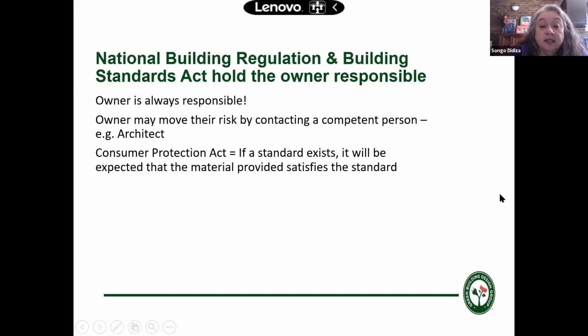If we look at it, the owner is always responsible. I know they always say competent person, and we spoke about this yesterday. The architect must do their due diligence. They've got professional indemnity and they should look after it, because they will be liable if things go wrong, and the buck stops with the owner. And again, the Consumer Protection Act says that if a standard exists, it will be expected that the material provided satisfies the standard. So there are other things that also protect the consumer, and even with services, the architect has to tell them to the best of their ability what is needed.